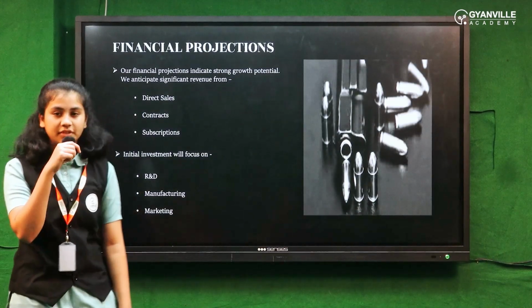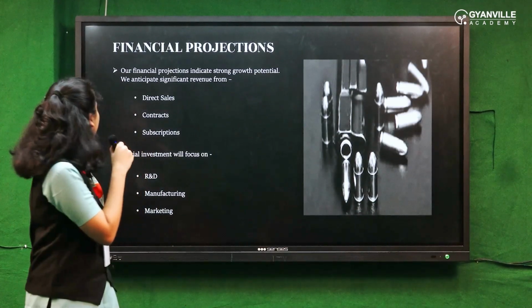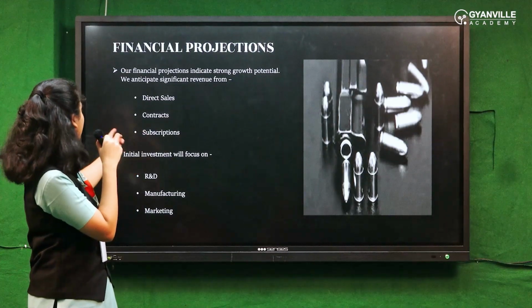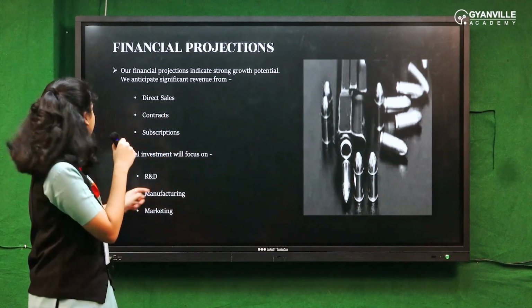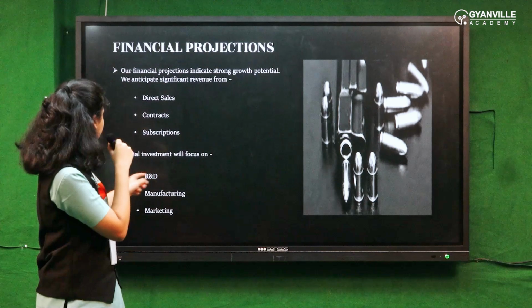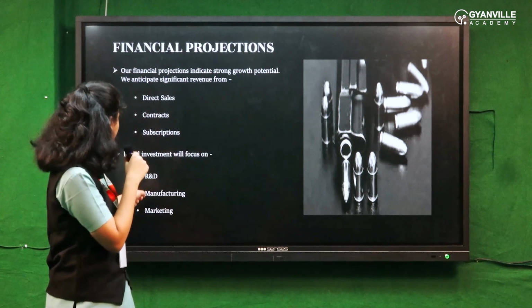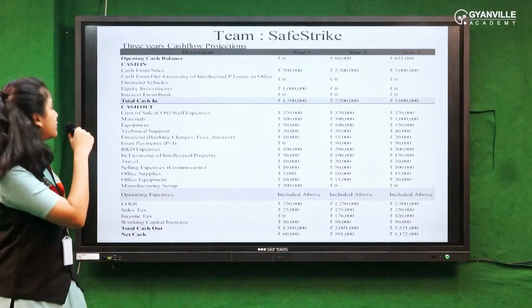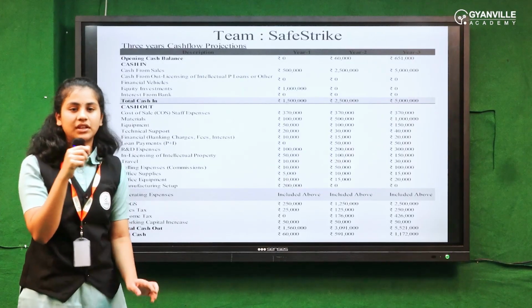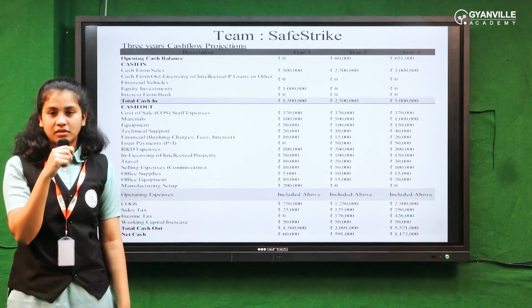These are the financial projections. Direct sales, contracts, and subscriptions make up the revenue, and the initial investment will focus on R&D, manufacturing, and marketing. This is just a cash flow sheet example, ma'am, with a 3-year estimation.